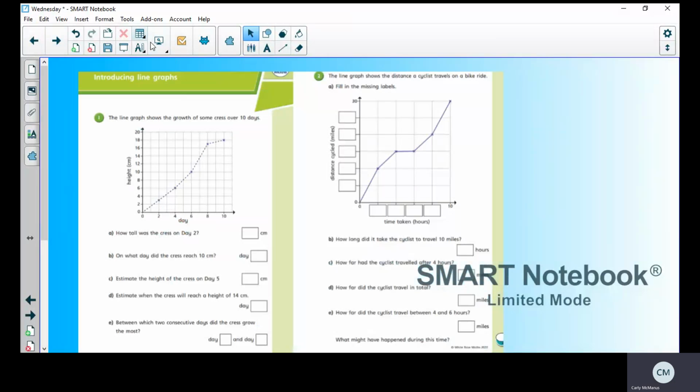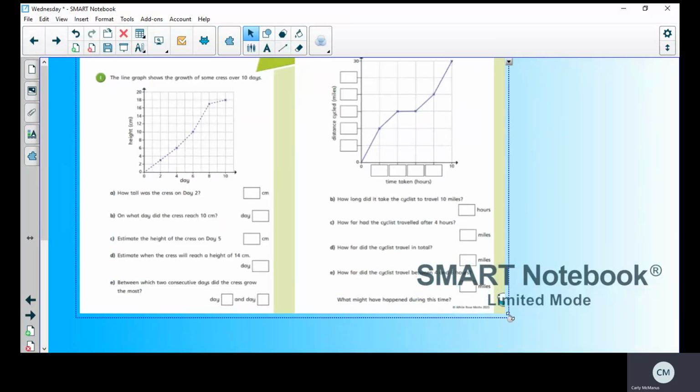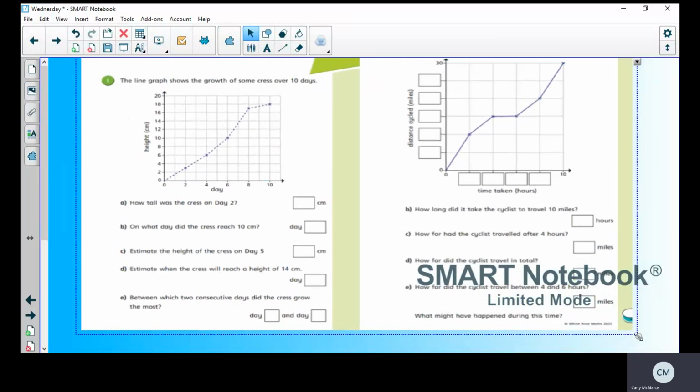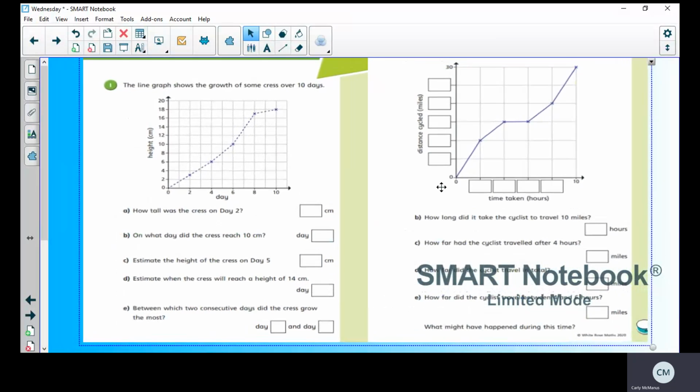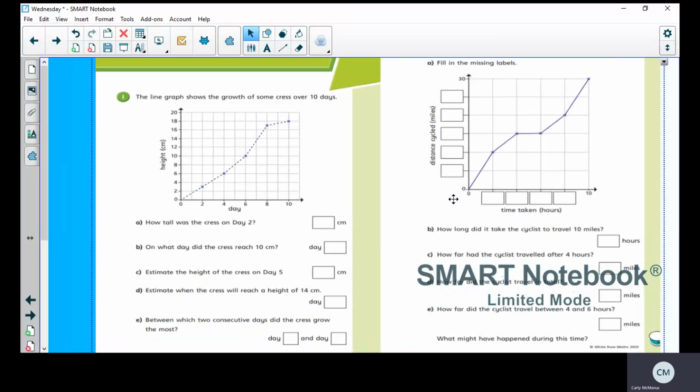Okay, so this is the sheet you're doing today. This is our line graphs. Let me just enlarge this. So a line graph is basically another way of showing data on a similar graph to a bar chart, but instead of doing bars, you're plotting the points, as you can see here, and then joining them up with a line.